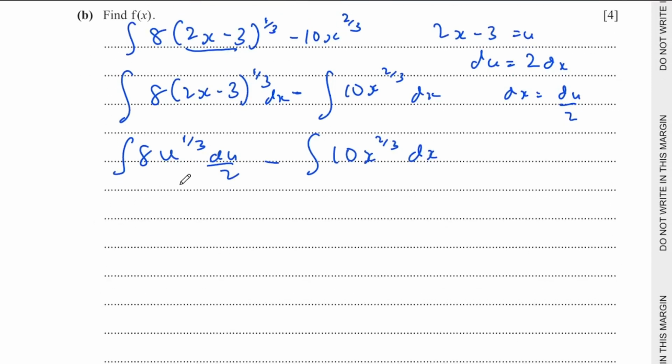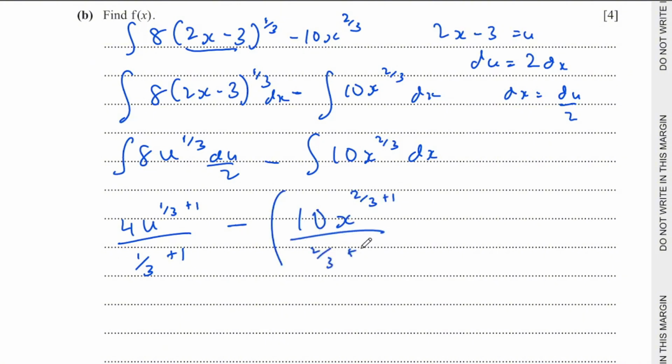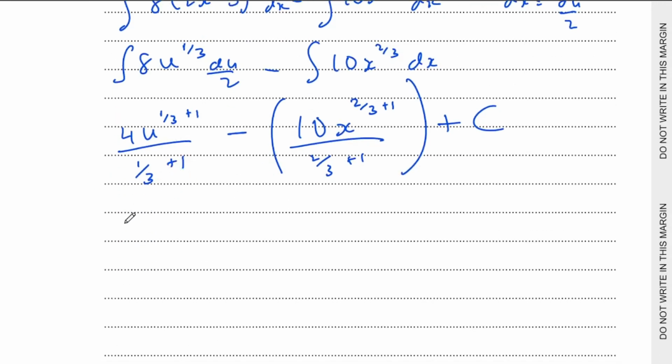Right, so this is just going to become 4u^(1/3 plus 1) over (1/3 plus 1) minus 10x^(2/3 plus 1) over (2/3 plus 1). And then you have your plus c at the end. This is going to become 4u^(4/3) over 4/3 minus 10x^(5/3) over 5/3. Then you're going to have your plus c at the end, right?